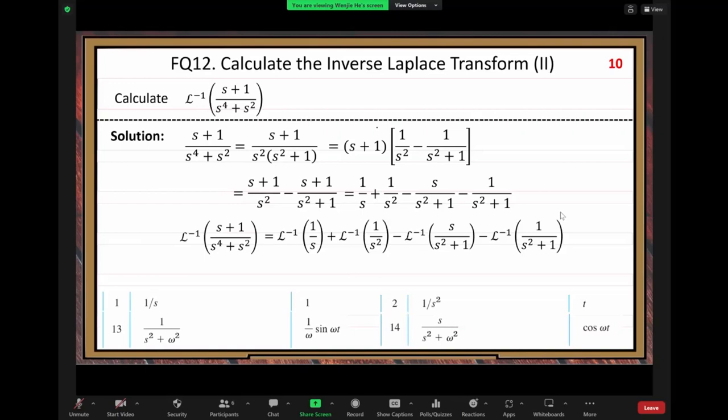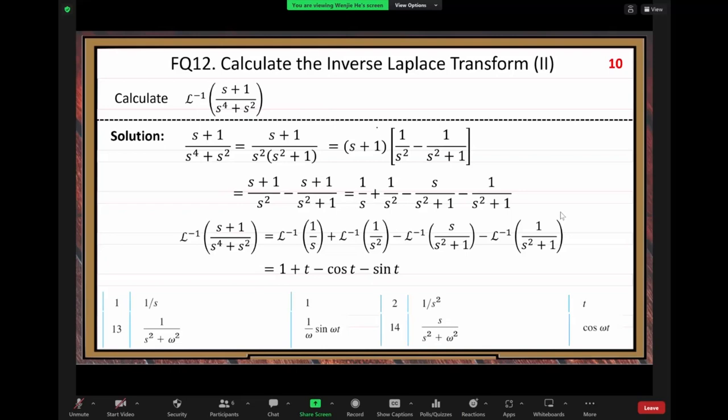So we just apply these 4 formulas, we get these 4 terms. 1 plus t. This one is cosine, omega is 1, cosine omega t, so cosine t. Minus 1 over 1 sine omega t, it's sine t. Simple formulas.